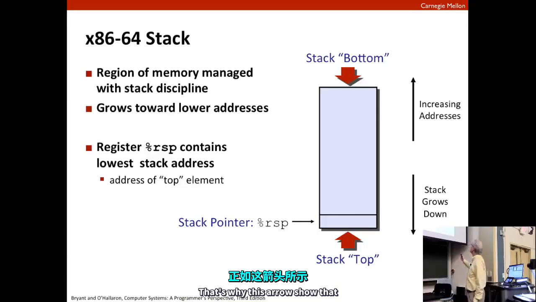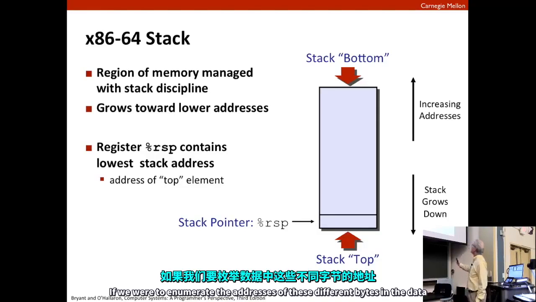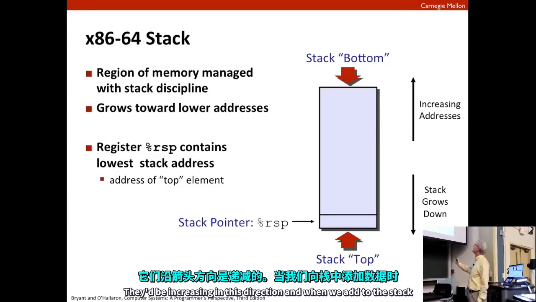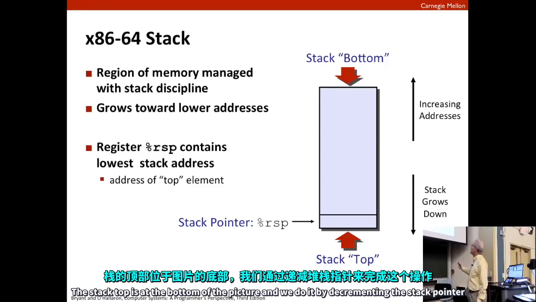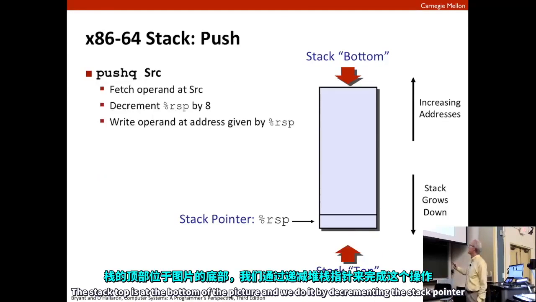And that's why these arrows show that if we were to enumerate the addresses of these different bytes in the data, they'd be increasing in this direction. And when we add to the stack, the top is at the bottom of the picture, and we do it by decrementing the stack pointer.